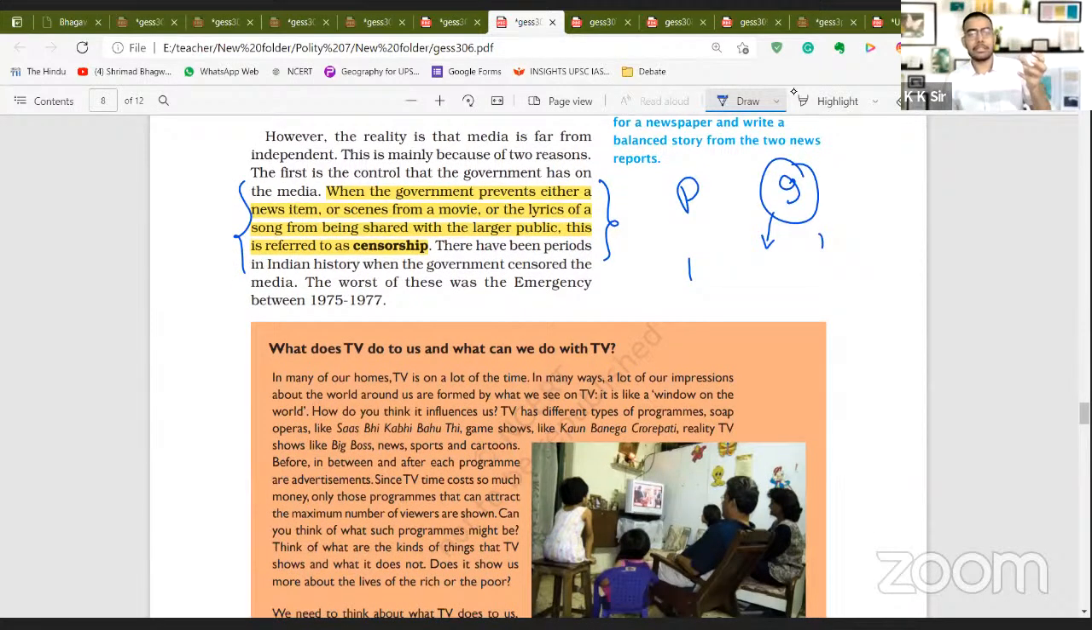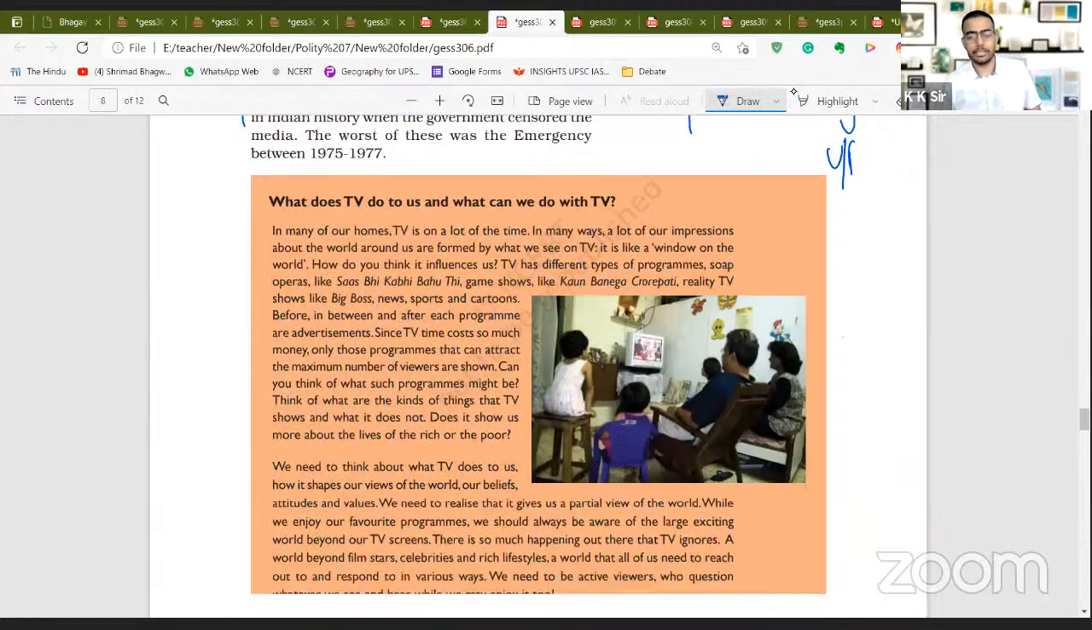If government thinks that something is not good for the society, for them, they can censor that. But censorship is not always bad. Like in case of movies, there are ratings, adult, universal, UA, all these ratings are there.